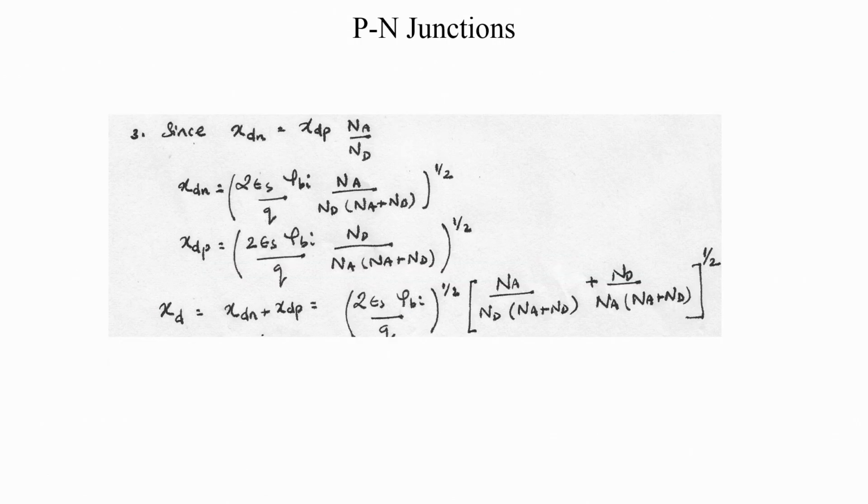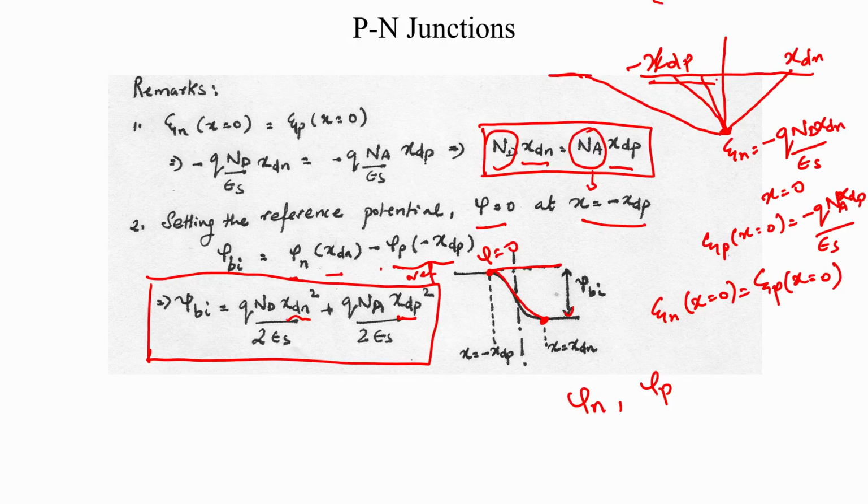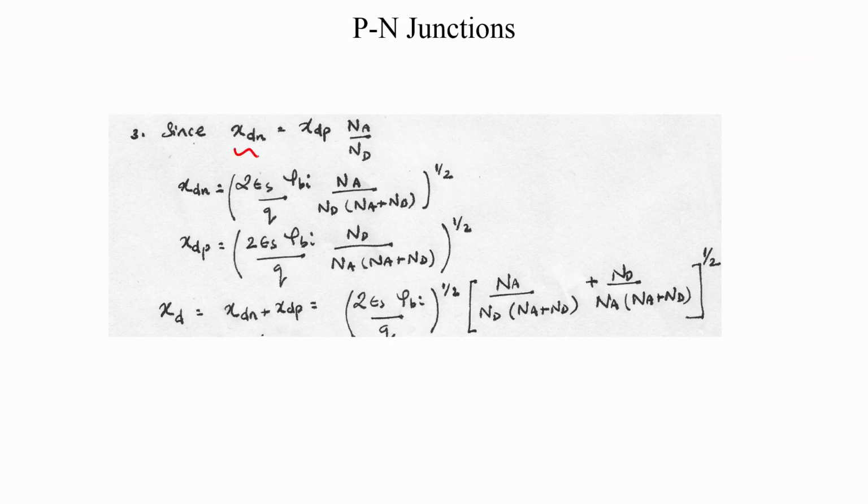Now, taking this one step further, that is my potential term, but we already know, so let us make use of point number 1, that is Nd into xdn is equal to Na into xdp. Since we already know that, we can write your xdn in terms of xdp alone or vice versa, and using that in your expression for phi bi, we can estimate what xdn and xdp are in terms of phi bi.